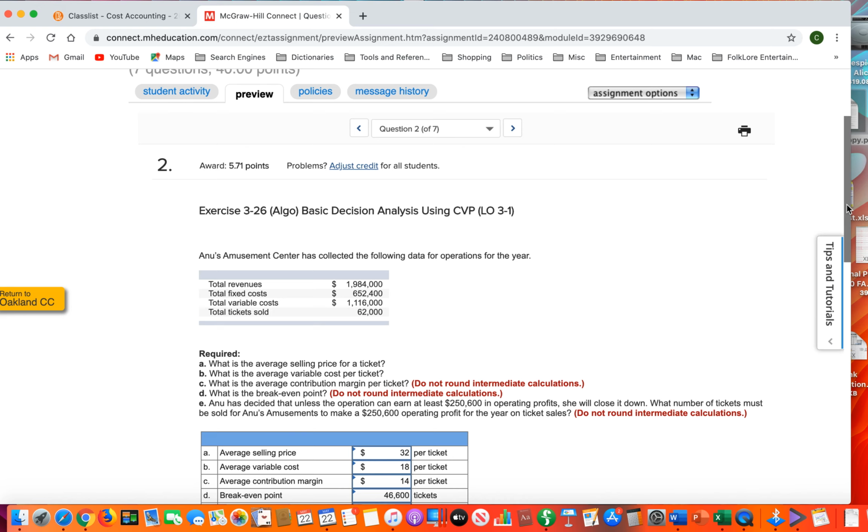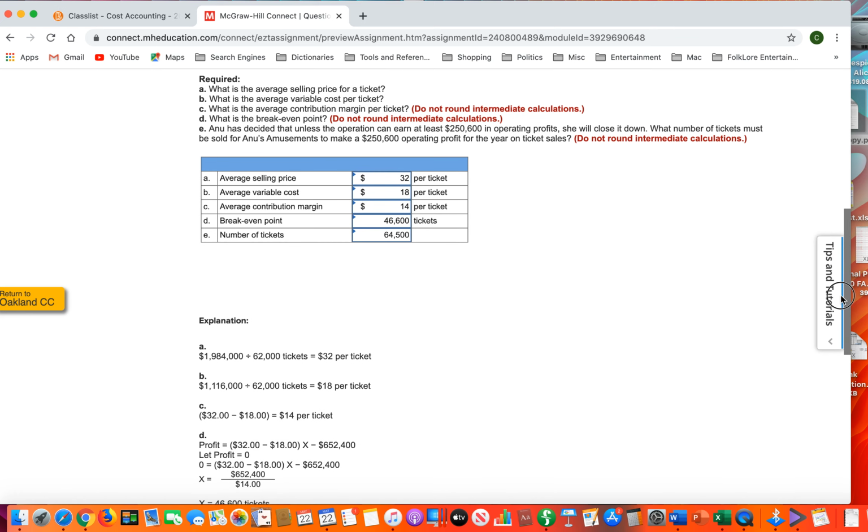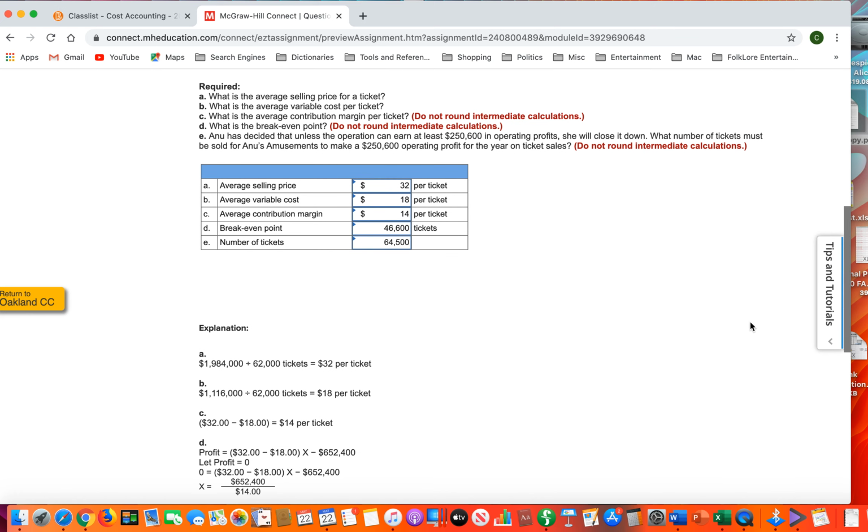You take that 652,400 divided by 14. Now, the way they do it, again, if you want to do it their way, fine. But you simply have to just take, it's right there, 652,400 divided by 14. Rather than go through all this, once you know the contribution margin per unit, folks, and you know the fixed cost, you can divide one by the other.